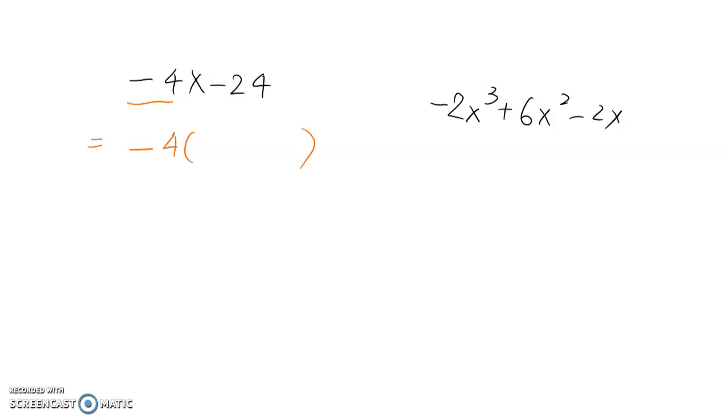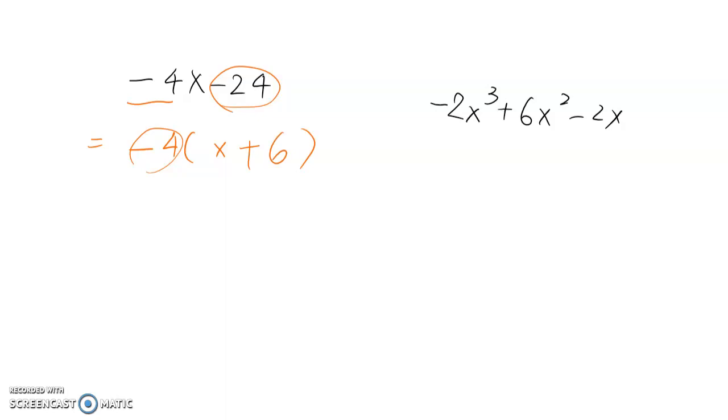Okay, so I factor out negative 4, so now each term inside the parentheses will be the original term divided by negative 4. First term is x. Second term is negative 24 divided by negative 4, which is a positive 6. All right, that's the first problem.